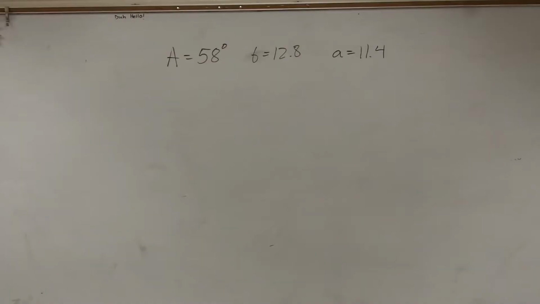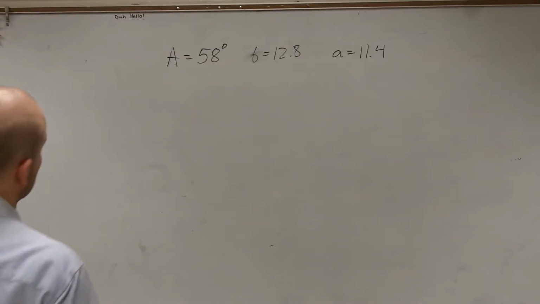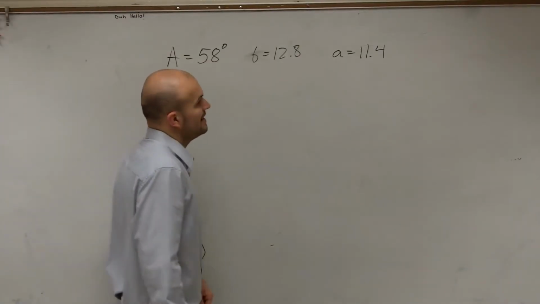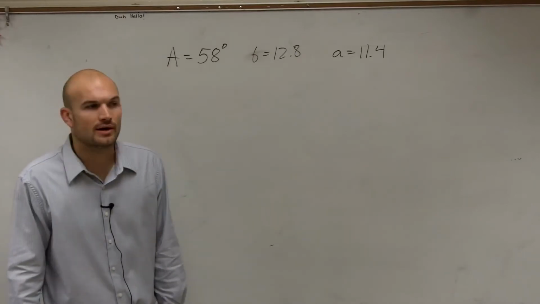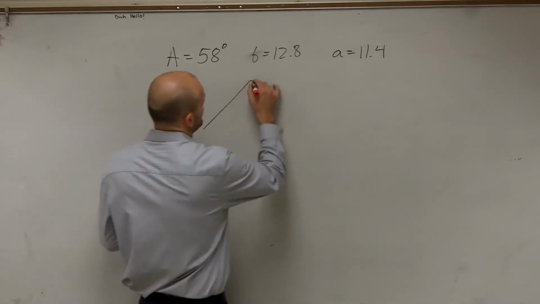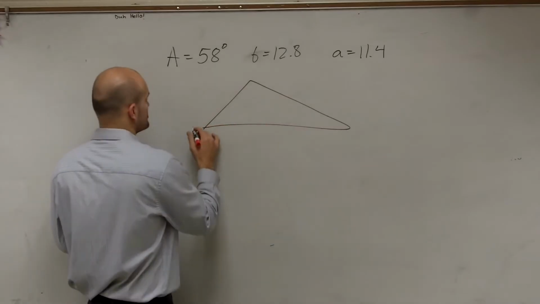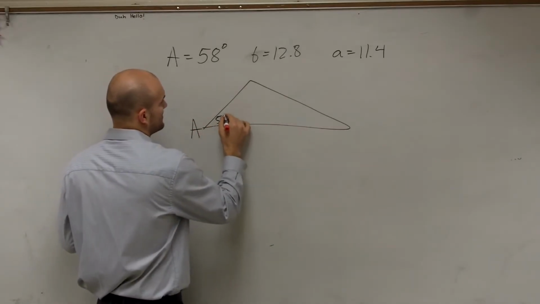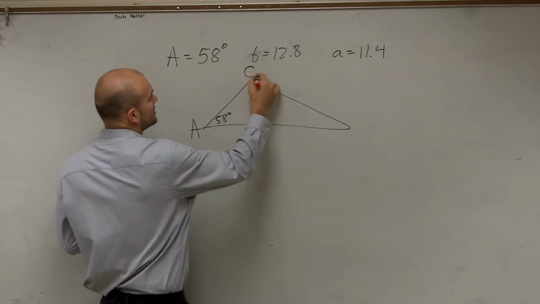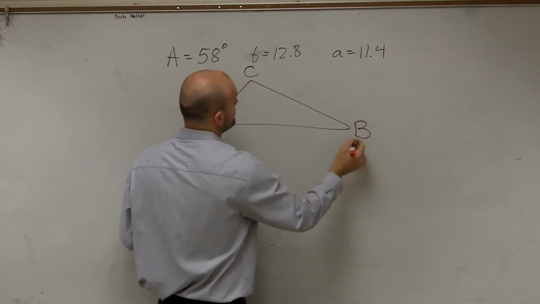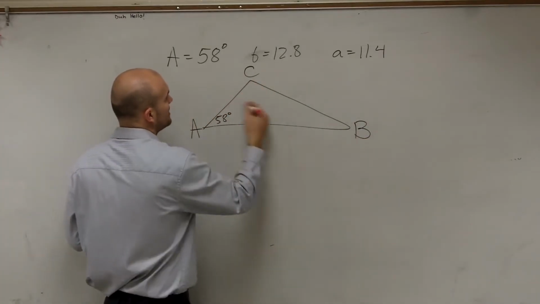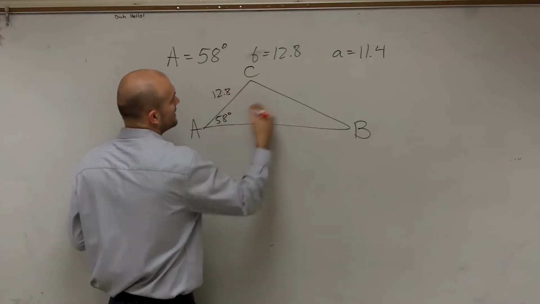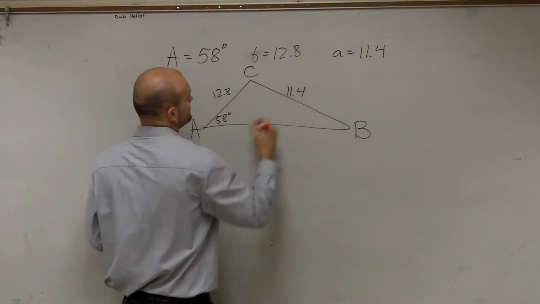I hope you enjoy. So right now, ladies and gentlemen, we're given angle A equals 58 degrees, b equals 12.8, and a equals 11.4. All right, so let's go and draw the triangle like we would any other time. So I could say here's A, which is at 58 degrees. All right, here's C, and we'll call this one B. C we don't know any information for. B we know this is 12.8, and A we know is 11.4.